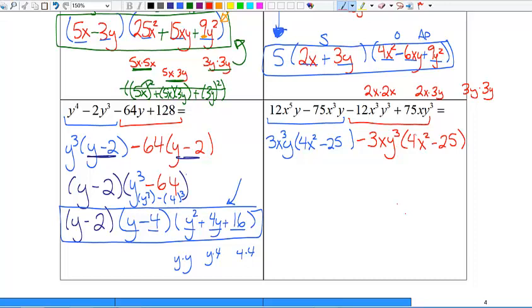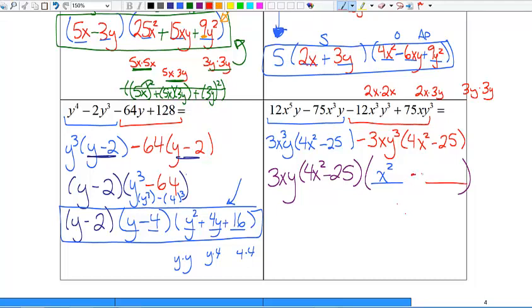So looking at my two groups, my blue group and my red group, I have a GCF of, let's see, it looks like 3. I have a common term of x, and I have a common term of y. I also have a common factor of the parentheses, 4x squared minus 25. So then in my blue group, I have leftovers, let's see, 3 divided by 3 is 1. x cubed y divided by xy is just x squared. And then my parentheses divided by the parentheses is just 1. Again, I don't need to write it.